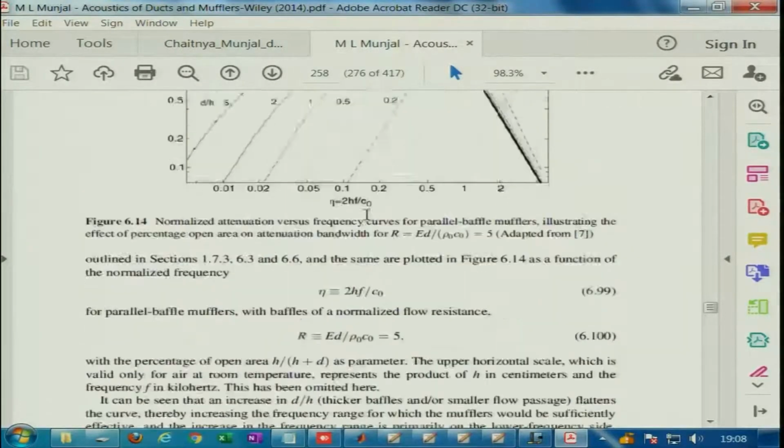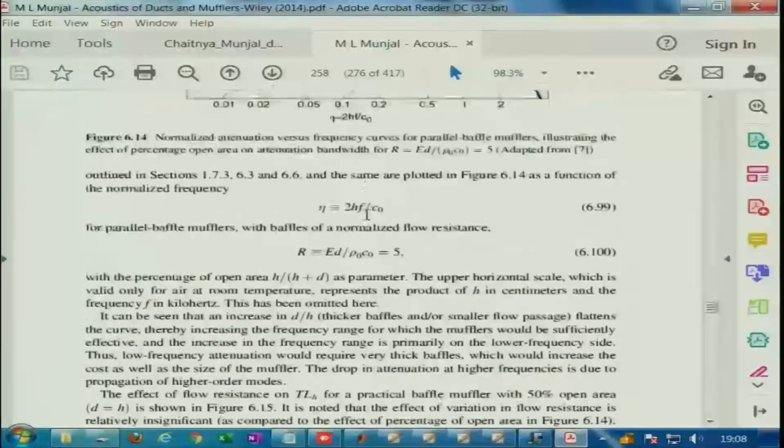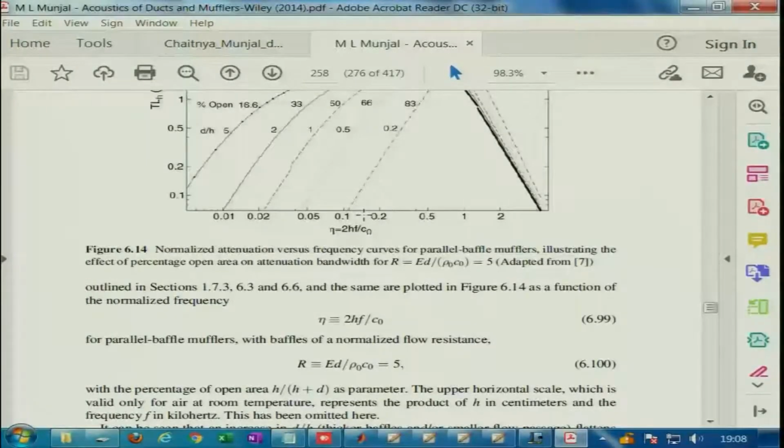Using such a method, you can find out from an engineering perspective what the attenuation will be for a parallel baffle muffler. These are the normal attenuation curves. Now, all this parallel baffle muffler concept and lined chambers, plenum chambers, lined ducts have to be considered in much greater detail, more formally, because I have not really done justice to this because of lack of time.